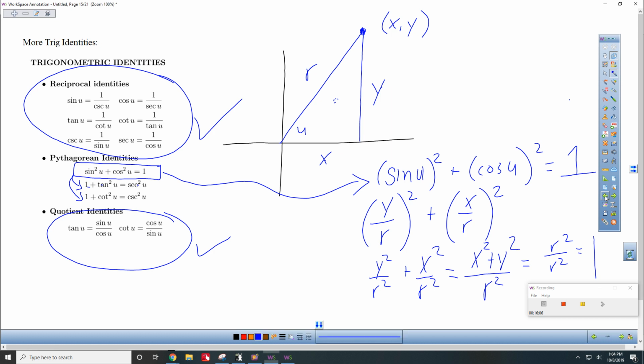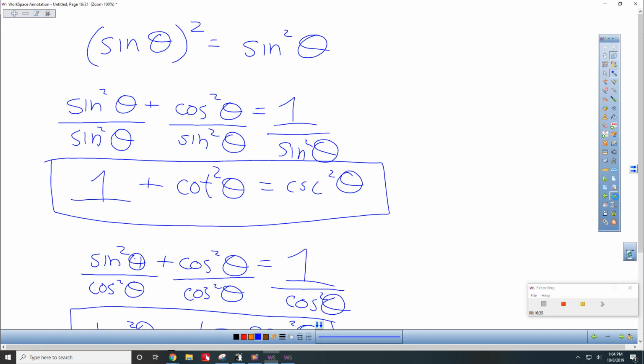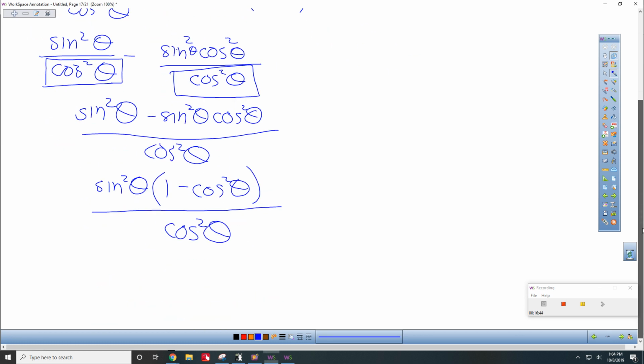Well, 1 minus cosine squared is sine squared. Can you see that? Since sine squared plus cosine squared equals 1, then sine squared is 1 minus cosine squared. And you're going to have to remember that. You're going to use that over and over and over again. So, I got to scroll down. So, what does that equal?